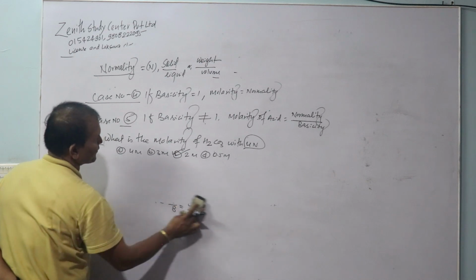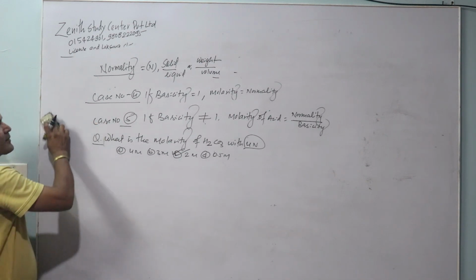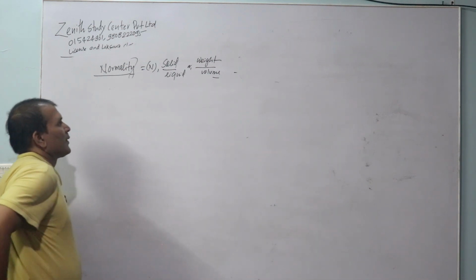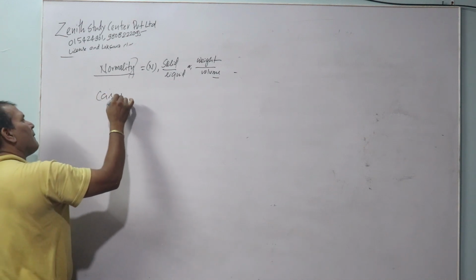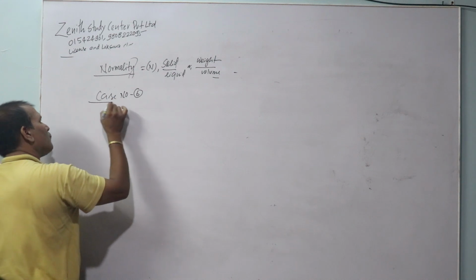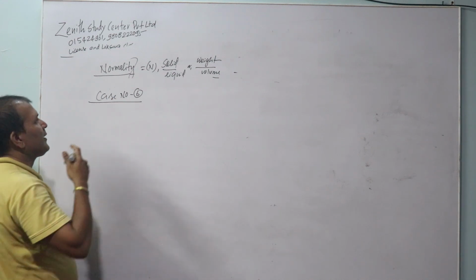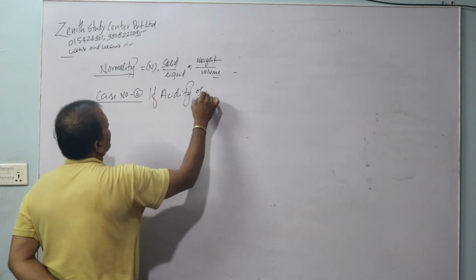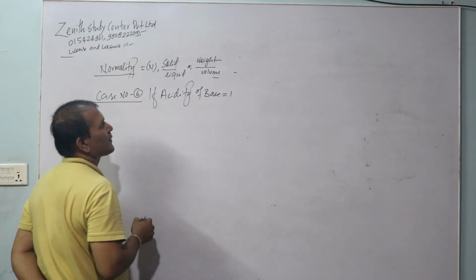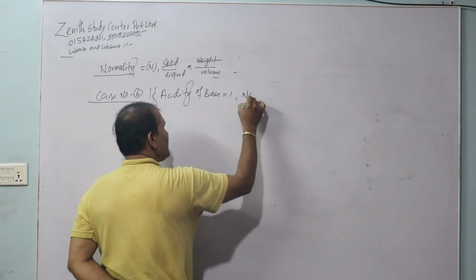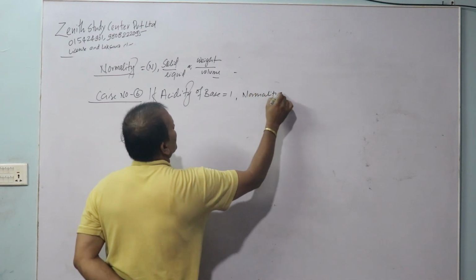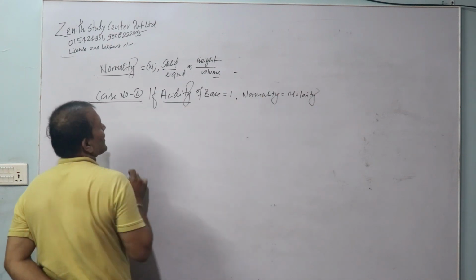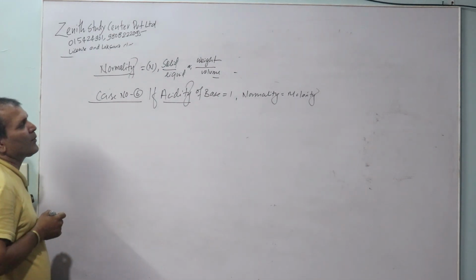Case number 6. If acidity of base becomes 1, at that condition normality is equal to molarity. So what is the acidity? Before, we already told that acidity is the number of OH.